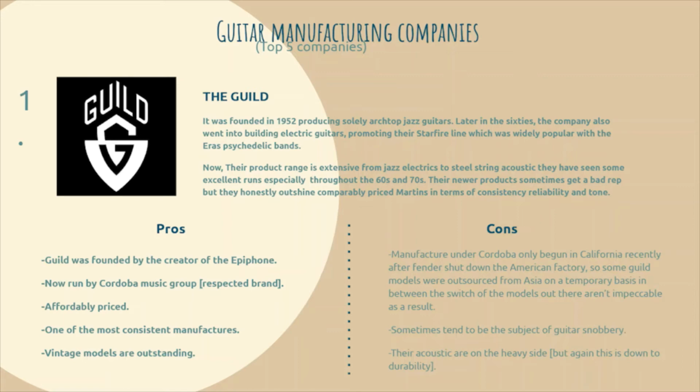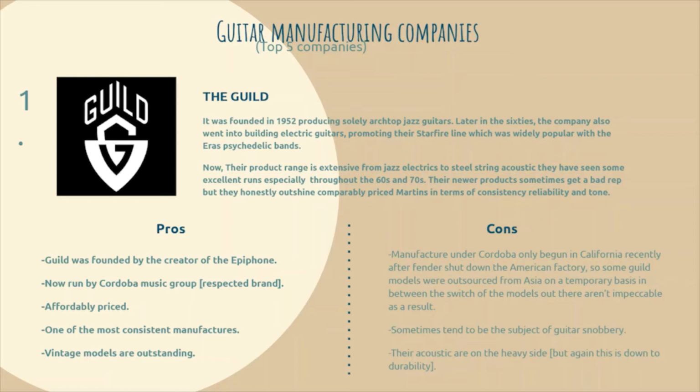First comes the Guild. It was founded in 1952, producing solely arch-top jazz guitars. Later in the 60s, the company also went into building electric guitars. Now, their product range is extensive from jazz electric to steel string acoustic. They have seen some excellent runs, especially throughout the 60s and 70s.